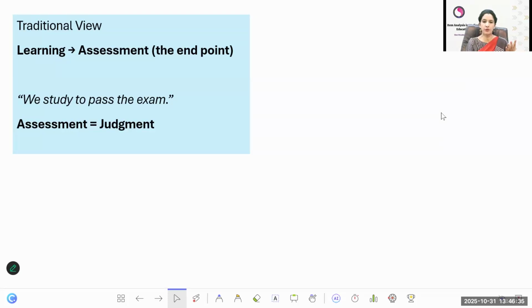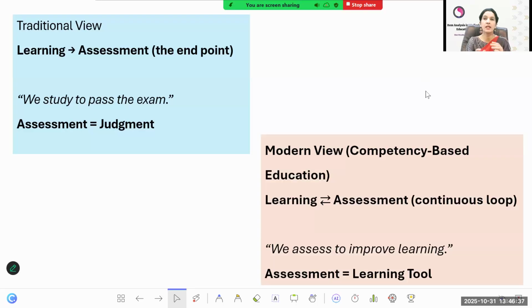But if you see the modern view of assessment, it is competency-based education. Here, related to each competency, we have an assessment method. And that assessment method helps two ways. It helps a teacher to focus on a particular concept or where there is a gap, and it helps the student also. It is a win-win situation, helpful for the teacher and for the student, to improve the learning and to know the gap.